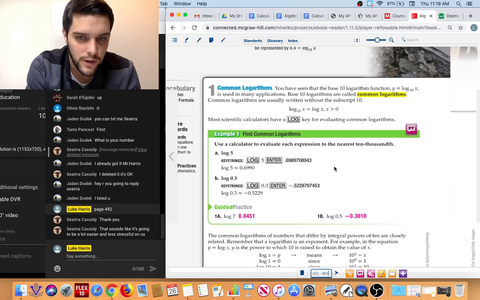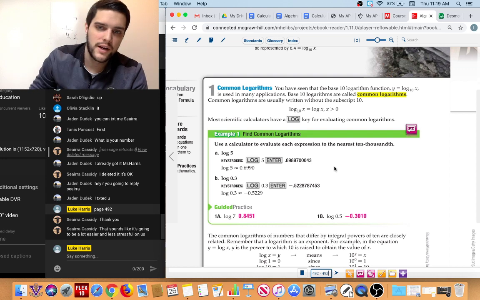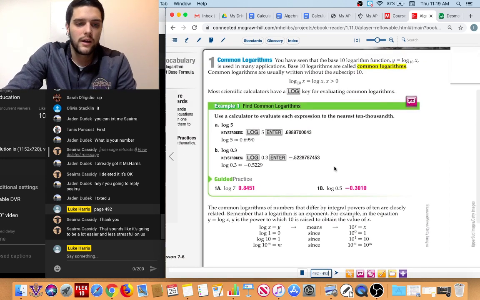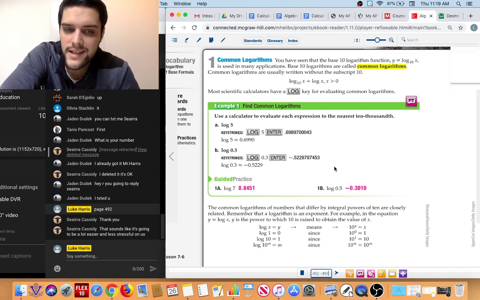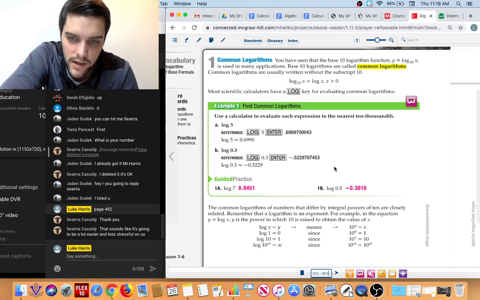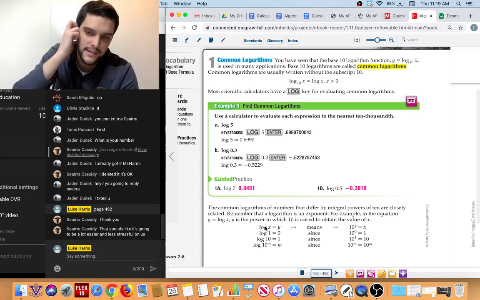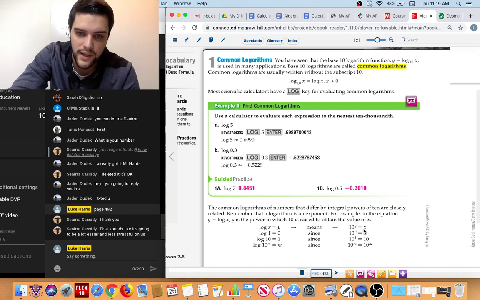Not too worried about your ability to put something in a calculator, but I just want to talk about the fact that's what we call a common logarithm. At the bottom of the page, it says the common logarithms of numbers that differ by integral powers of 10 are closely related. Remember that a logarithm is an exponent. For example, in the equation y equals log x, y is the power to which 10 is raised to obtain the value of x. So we've seen this before, right? By the definition of logarithm, we can rewrite this as 10 to the y equals x.